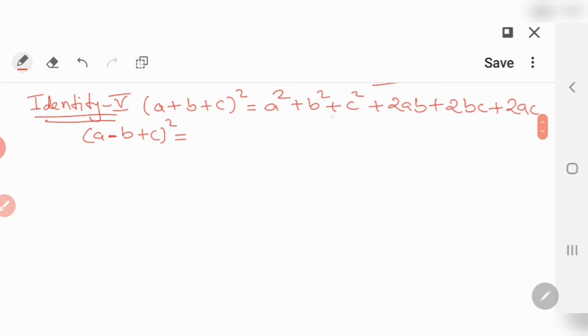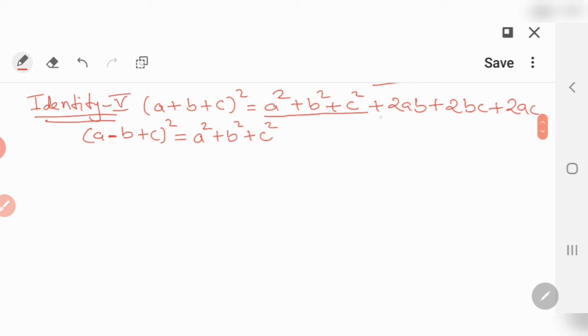Now the same identity can be used. Always remember, if any negative signs are here, when you solve, the first term, second term and third term will always be positive. Keep that point in mind: first term, second term, third term will always be positive. So you write here a² + b² + c², correct?